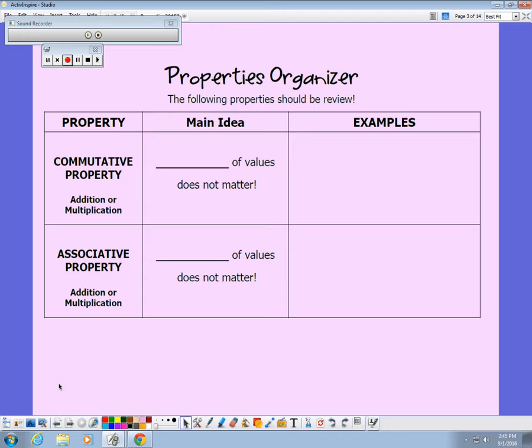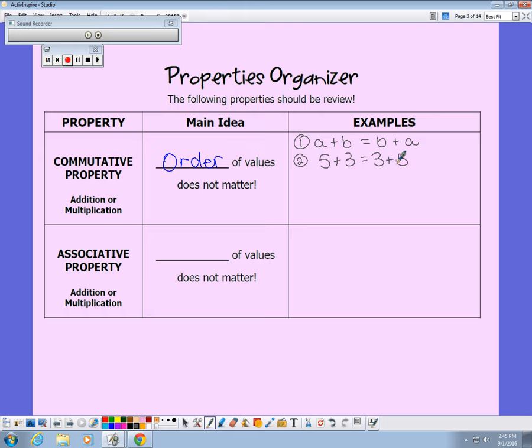The first property is the commutative property, and this follows for addition or multiplication. The commutative property states that the order of values does not matter. So what does that look like in an example? Well, if we're adding two things, A plus B, that's the same thing as adding B plus A. Another example we could say is that 5 plus 3 equals 3 plus 5.